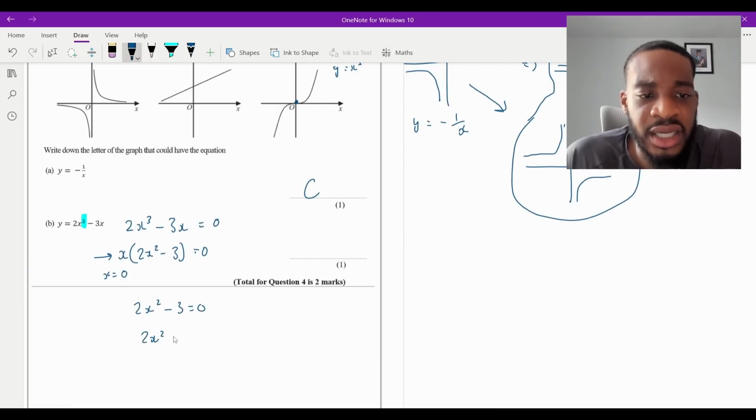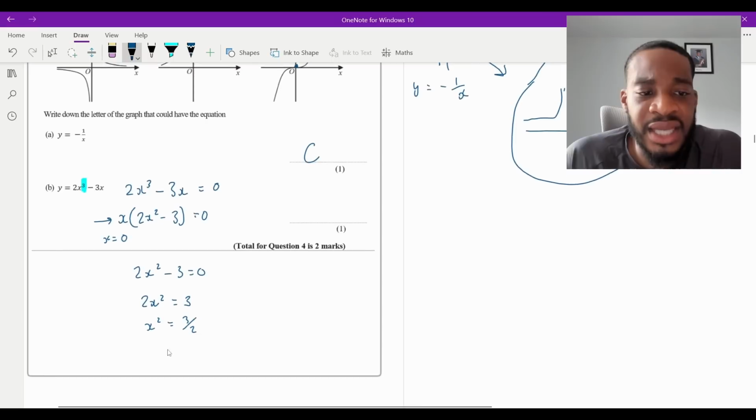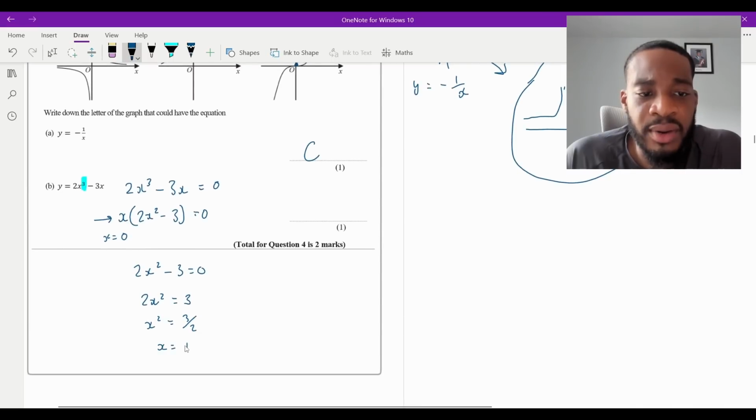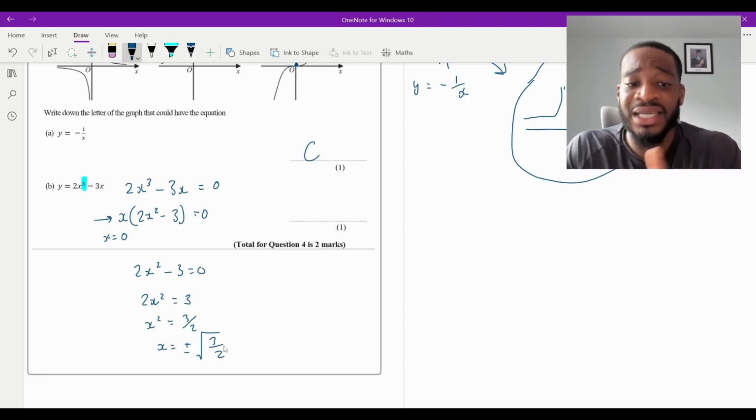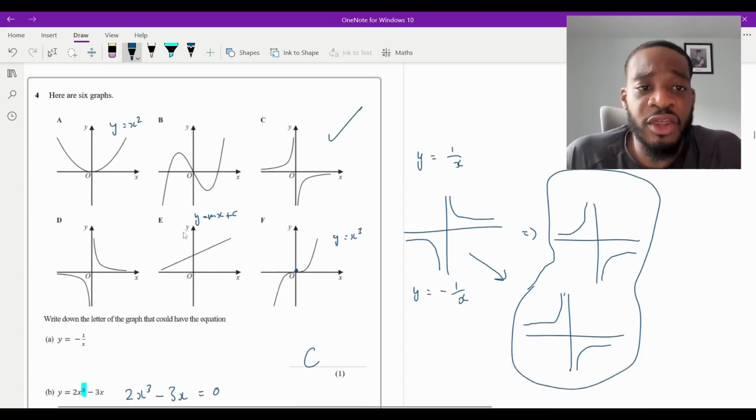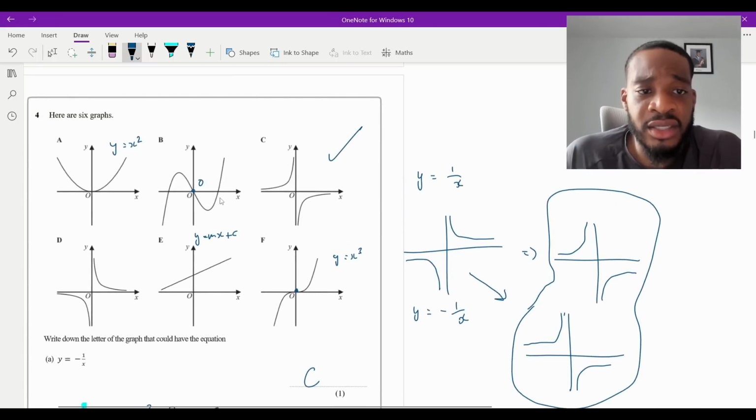So 2x squared is going to equal 3. That means x squared is going to equal 3 over 2. And then that means that x is going to equal plus or minus the square root of 3 over 2. So there's going to be two roots, right? One positive and one negative, and going to be the same value. So that means there's going to be 3 roots. There's going to be 0 here. There's going to be a plus root 3 over 2 there. And there's going to be a minus root 3 over 2 here.